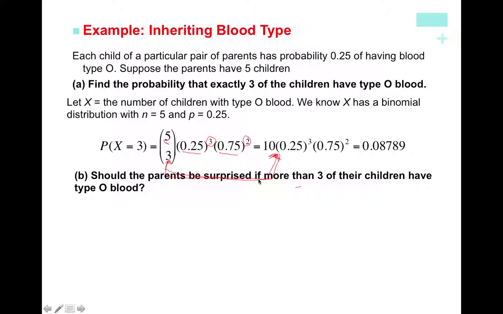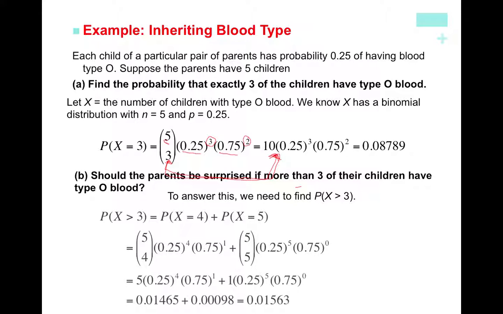Should the parents be surprised if more than 3 of their children have type O blood? Okay, to answer this, we would have to find the probability that X is more than 3. So the probability that they have more than 3 children with type O blood. In other words, it would be the probability that they will have 4 children with type O blood or all 5 children. So exactly 4 or exactly 5. So we're going to be adding together these 2 binomial probabilities.